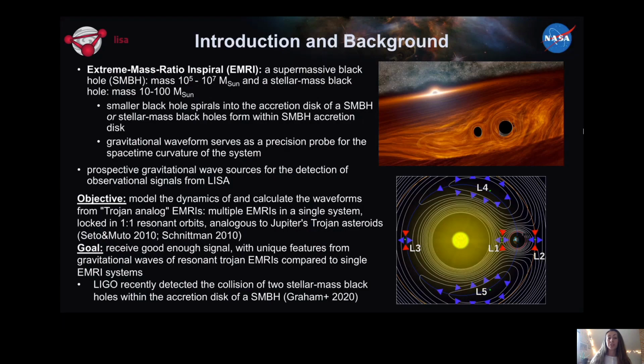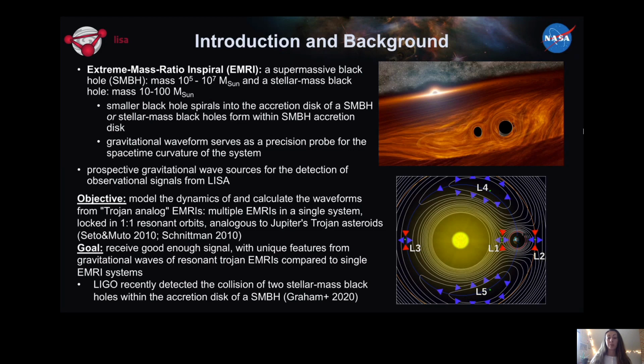EMRIs, or extreme mass ratio inspirals, are a system in which a stellar mass black hole is within the accretion disk of a supermassive black hole. The gravitational waves produced by this system serve as a precision probe for the spacetime curvature of the system. These systems are prospective gravitational wave sources for the detection of observational signals from LISA, which lead to our objective of this research, which is to model the dynamics of and calculate the waveforms from Trojan analog EMRIs.